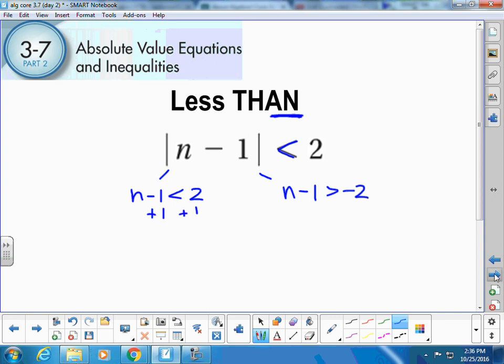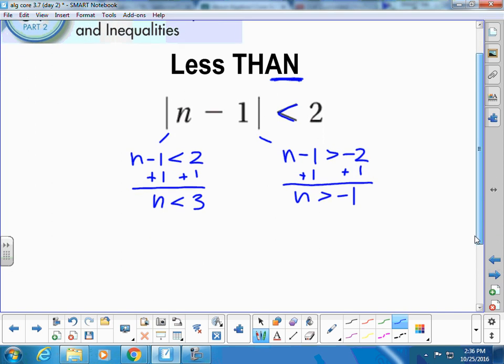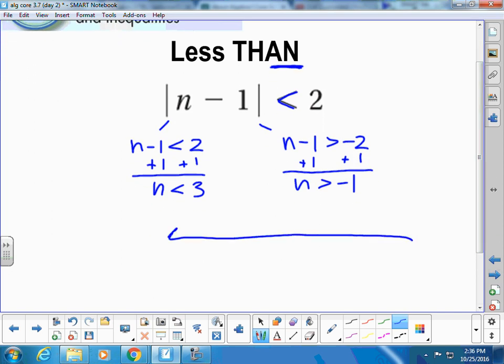We would add 1, and we get n is less than 3. And if we add 1 here, we get n is greater than -1. So here's what we're talking about. Let's graph this. This is an "and," less than, and. Here is 3, 0, -1. One says n is less than 3, open circle pointing that way. N is greater than -1, open circle pointing that way. They overlap, so that would be the graph of this inequality.